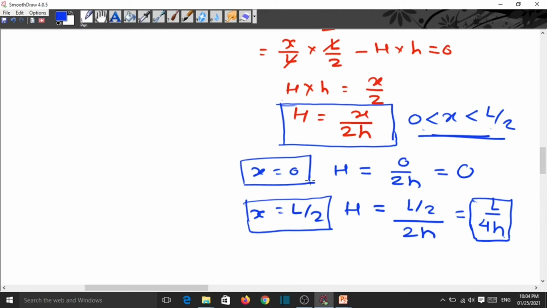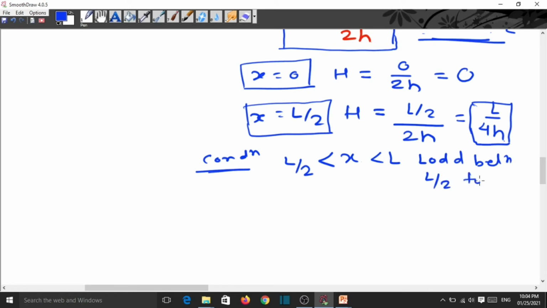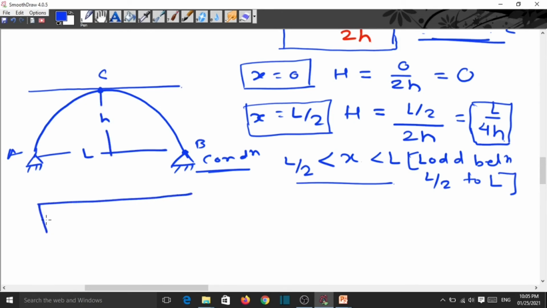Now the second condition, condition number 2. When the load is between L by 2 to L, or x is greater than L by 2 and less than L. Now here, again we draw the arch, A, B, C. Now this is the L, this is the H. For simplicity, we will draw the simply supported beam.